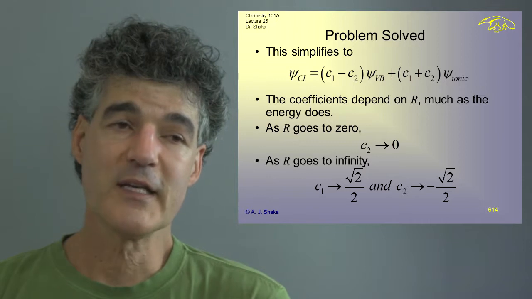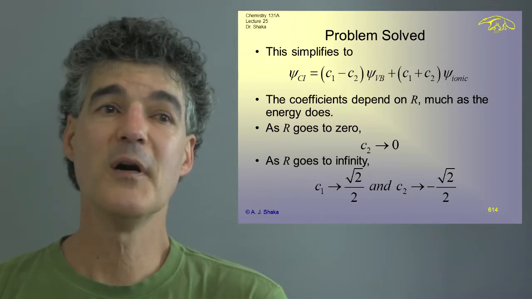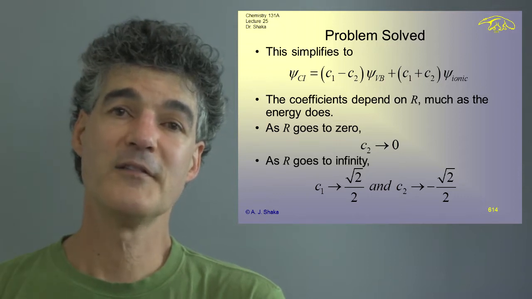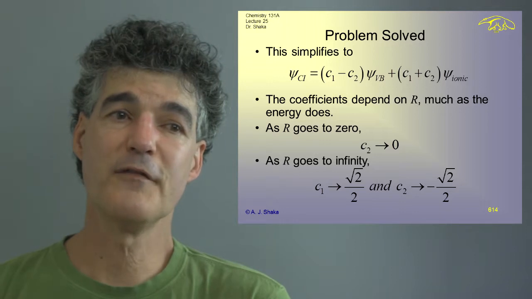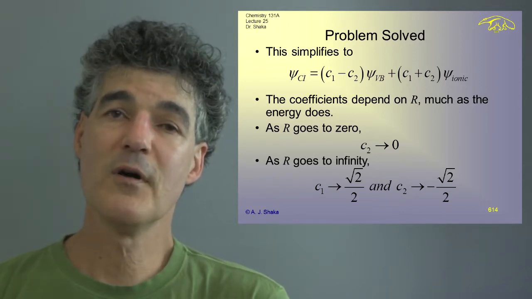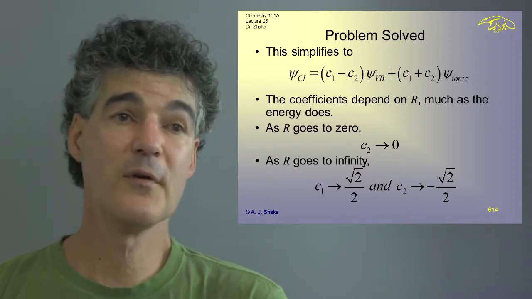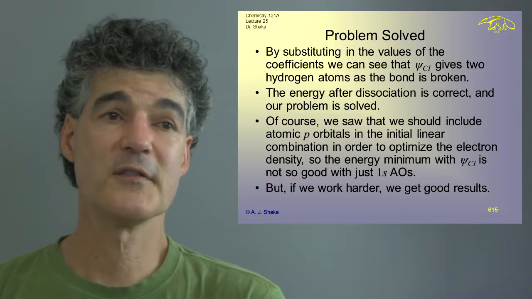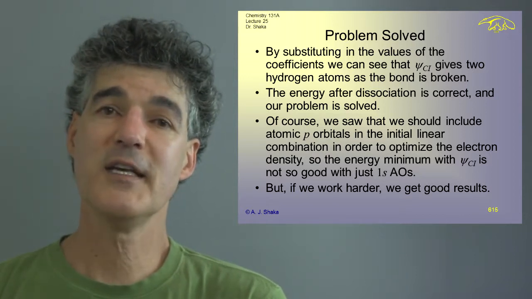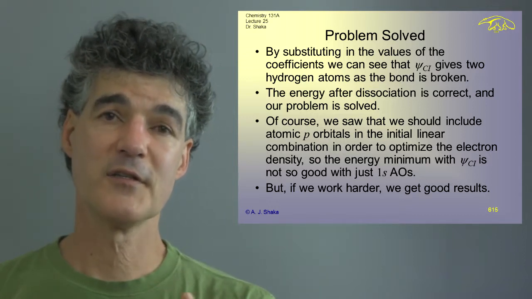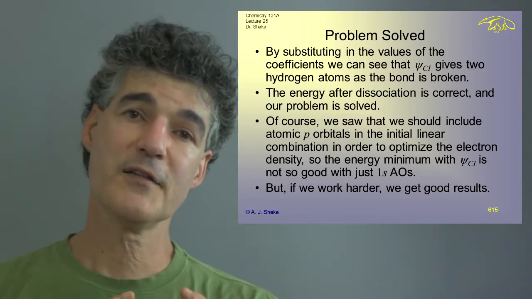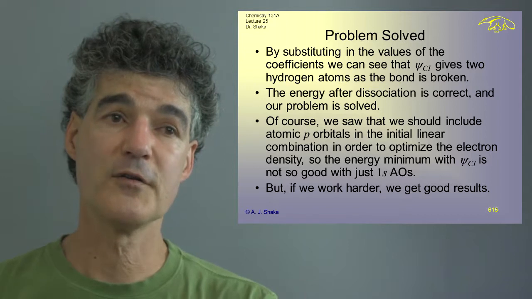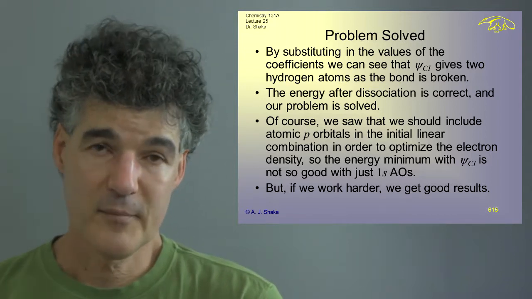What we find then, if we do this, is as R goes to 0, C2 goes to 0. That's perfect, because as R goes to 0, that means the anti-bonding part is out of our hair. As R goes to infinity, however, C1 goes to root 2 over 2, and C2 now goes to minus root 2 over 2. And what that means is that the second term, psi ionic, disappears. And by substituting in the coefficients, what we can see is that this configuration interaction wave function gives the correct answer for helium when R goes to 0. And it also gives 2 hydrogen atoms and nothing else as R goes to infinity. And that's perfect. That means that we've solved our problem.